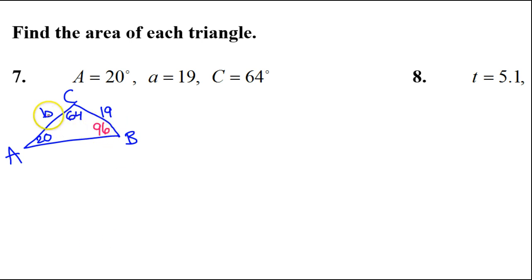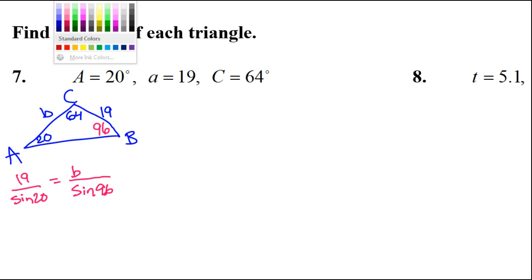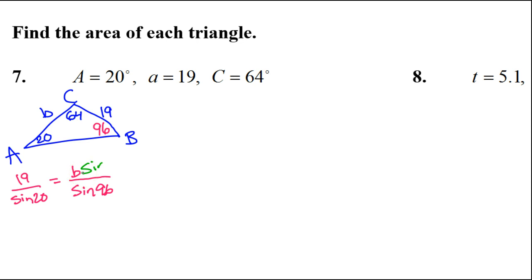Now, I can go ahead and find side B by using the law of sines. Notice that I have this angle and the opposite side. So since I'm looking for a side, I'm going to keep my sides in the top. So I'm going to do 19 over the sine of 20 degrees is equal to side B over the sine of 96, the angle that's across. So I can find side B if I multiply both sides by the sine of 96.